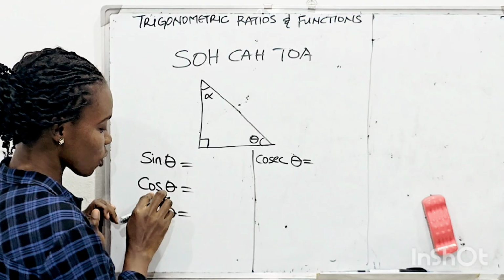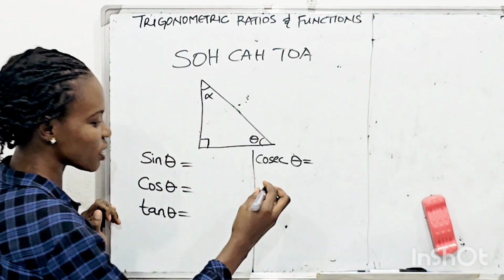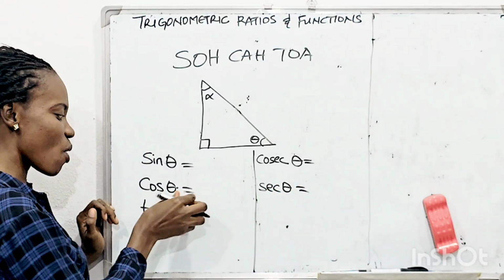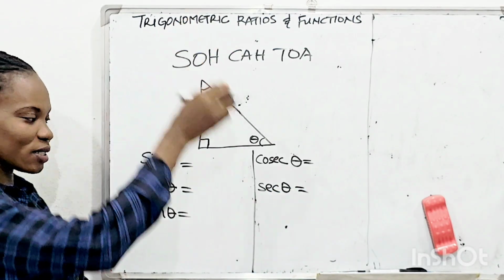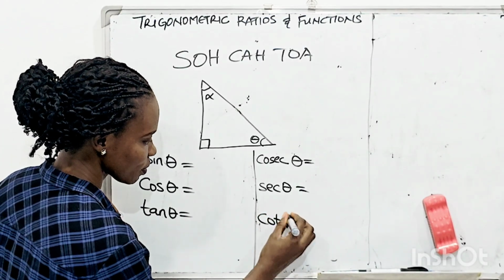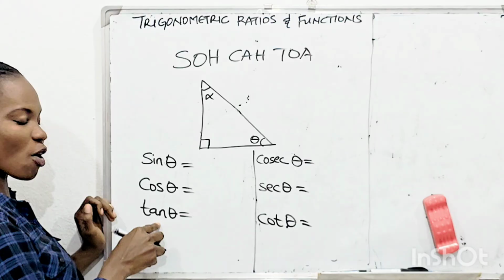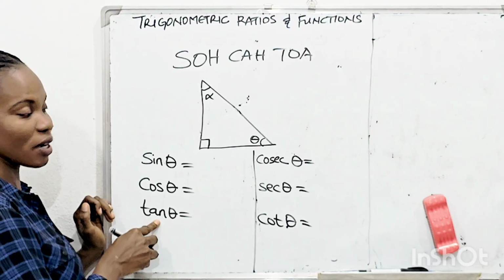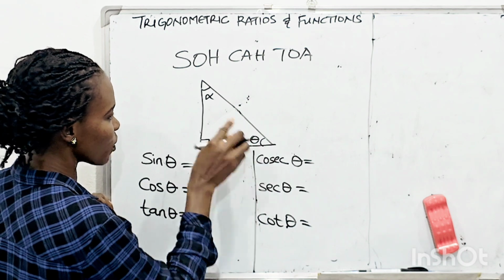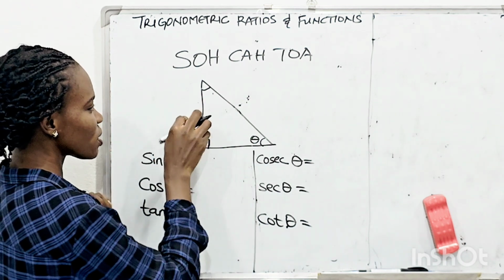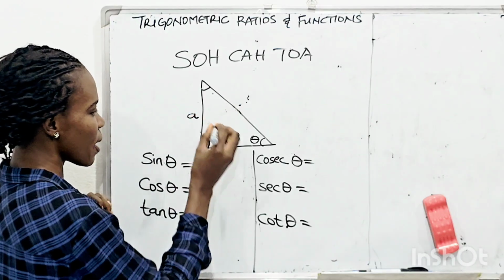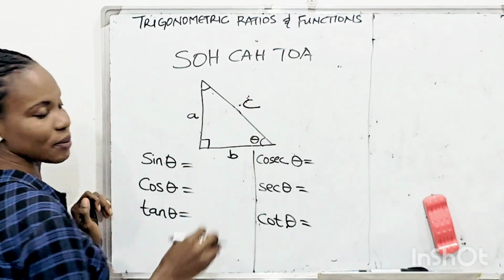Alright, so for the cos theta, the reciprocal of it is called secant. So secant here, whatever we have as our cos, you turn it, that will give you the secant. Then we have the cotangent, cot. This is the reciprocal of tan. Okay, fine. Now let me just use only one angle here. Let me remove this. Then let me put the sides of this triangle. Let me call this A, B, and C.